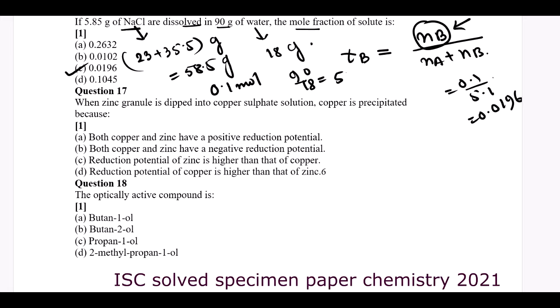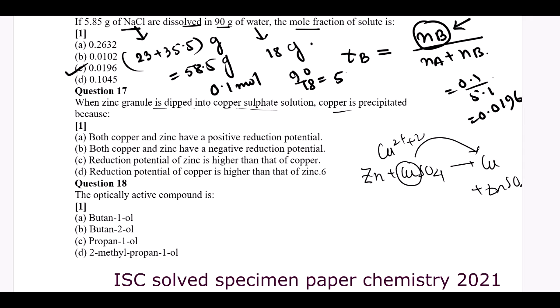When a zinc granule is dipped into copper sulfate solution, copper will get precipitated. That means zinc will form zinc sulfate solution. So why is this happening? Because copper has more power to get reduced. So Cu2+ gaining 2 electrons is converted into copper. So copper will have the higher reduction potential. The reduction potential of copper is higher than zinc. So that will be the answer.